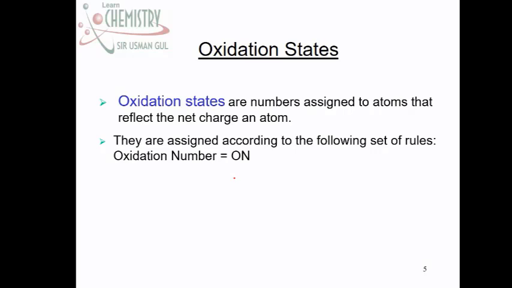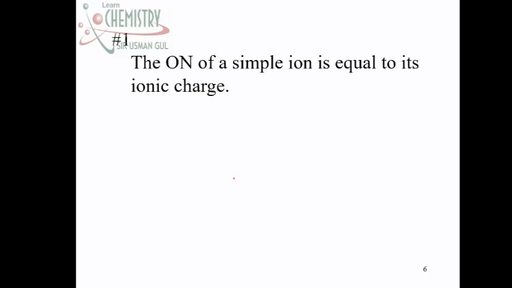Okay, to determine these oxidation numbers, there are some rules. Now I will explain what the rules are. Moving toward the rules, the oxidation number of a simple ion is equal to its ionic charge. For example, you can see there are three ions: sodium ion, copper ion, and nitrogen ion. And you can also see a charge on each.